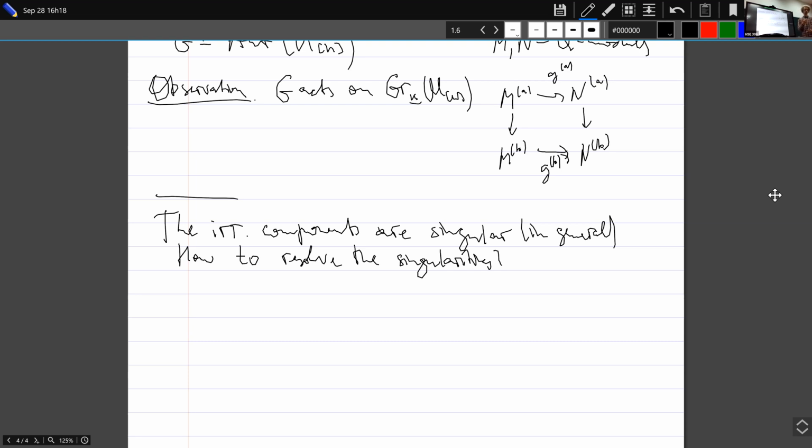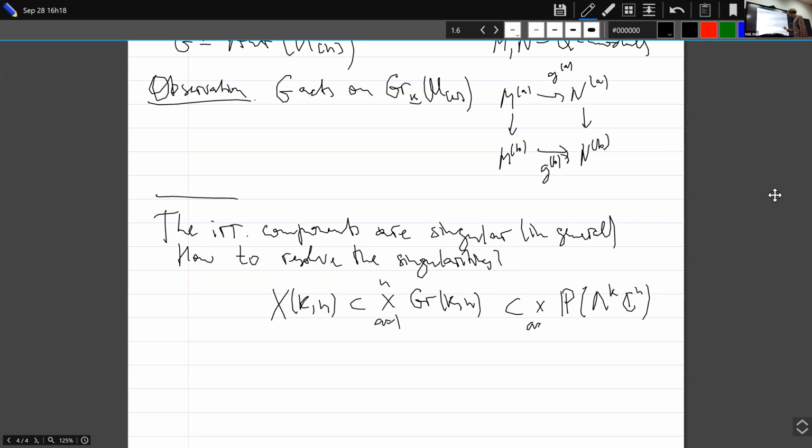By the very definition, this X_{k,n} sits inside the product over i from 1 to n of Grassmannians Gr(k,n), because at each vertex you fix a k-dimensional subspace of an n-dimensional space. And then, of course, you can embed it into the product of P(Λ^k C^n), and then ask for the Plücker relations there. I don't know the answer.